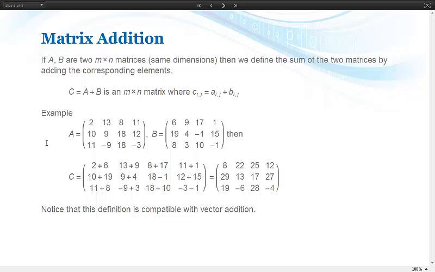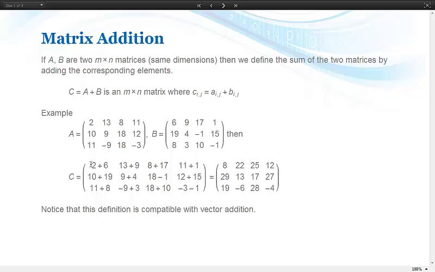So here's two matrices, A and B. To add them, they have the same dimension. We first have to check that. They're both 3 by 4 matrices. So we add corresponding elements. The first entry in the result is 2 plus 6. In the first row, the second entry in the result is 3 plus 9. The third entry in the first row of the result is 8 plus 17, etc.